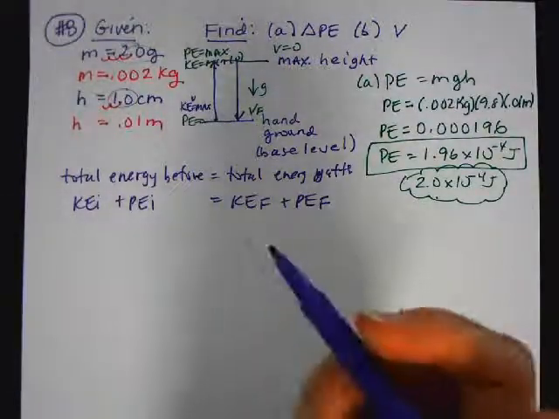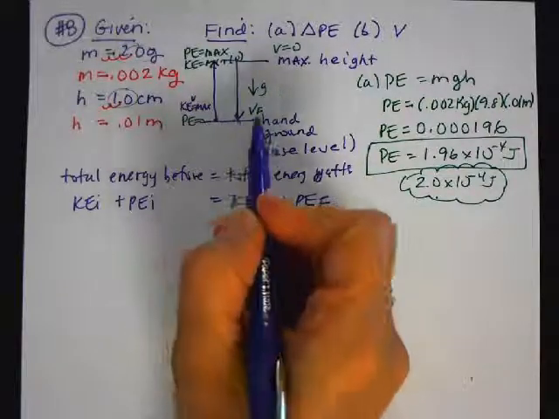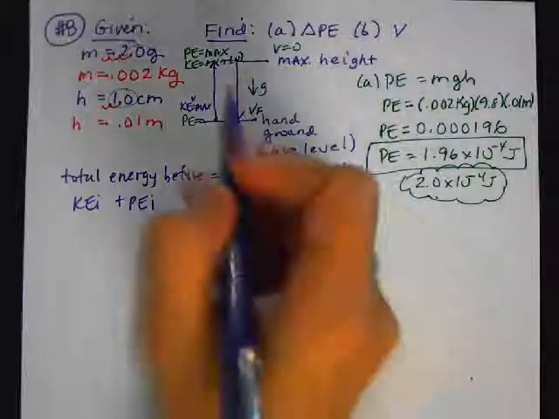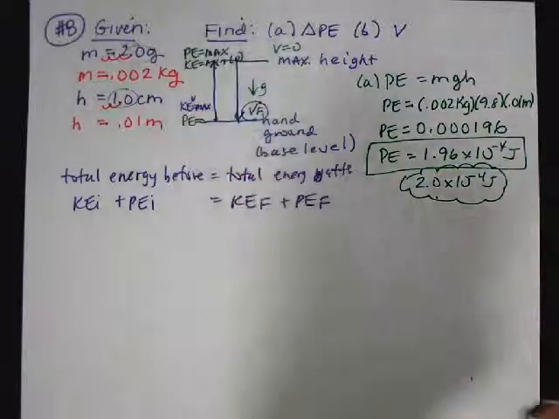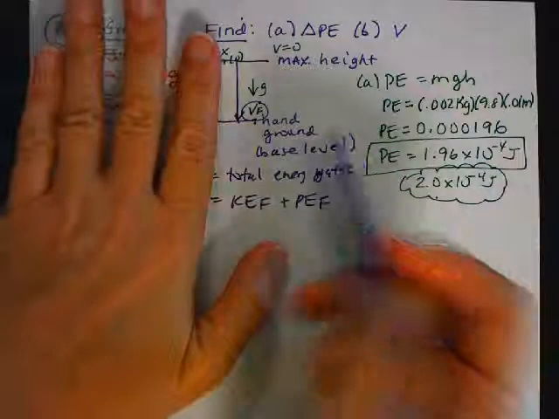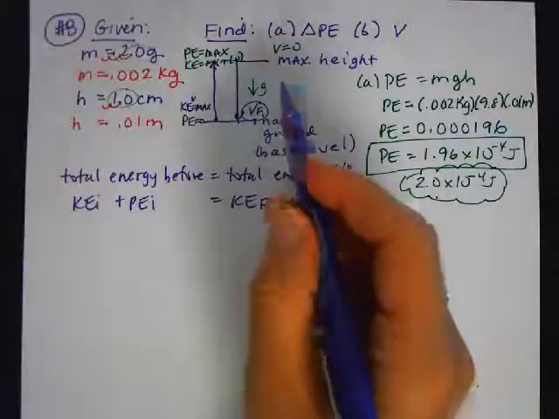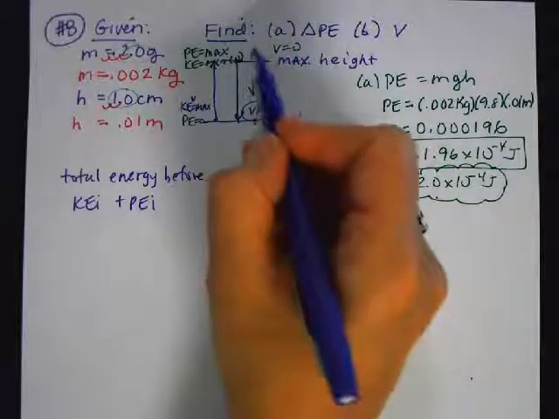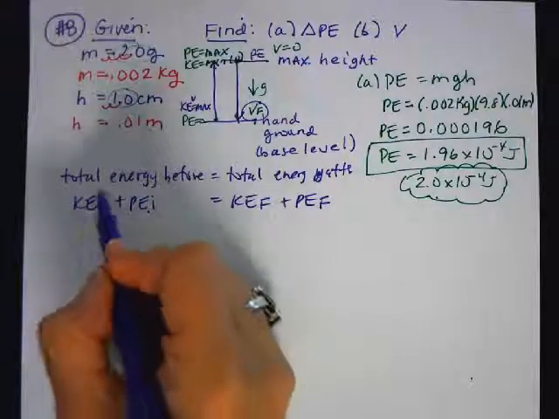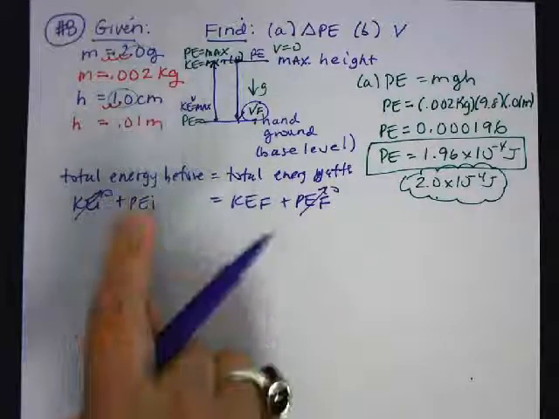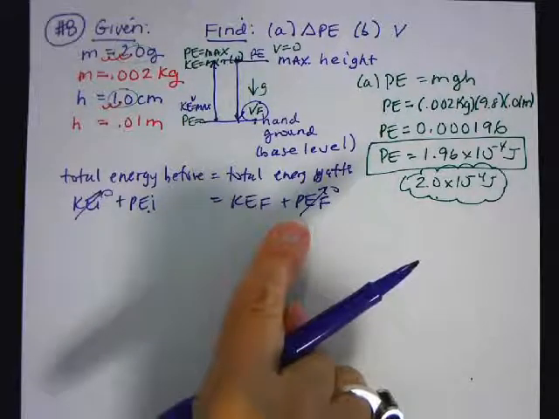The question says, what is the speed as the bean lands back in the palm of your hand? So this is coming down. So we'll do that. Let's just look at the second half of the problem. At the top, we have potential energy, and the kinetic is 0. At the bottom, the potential energy is 0. So the potential energy at the top is equal to the kinetic energy at the bottom.